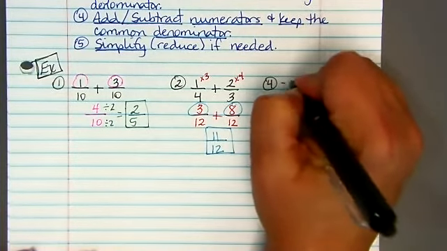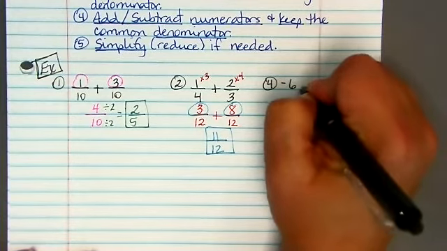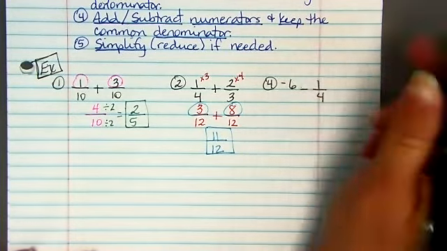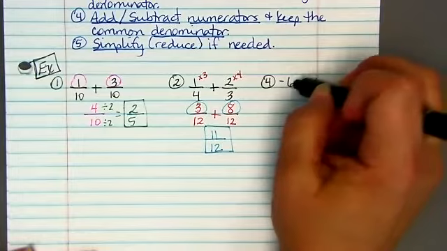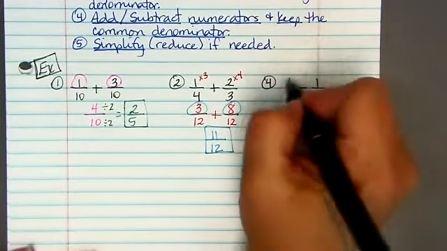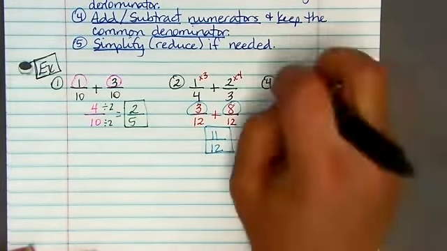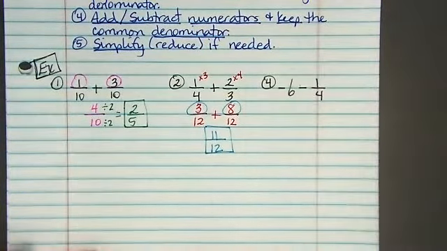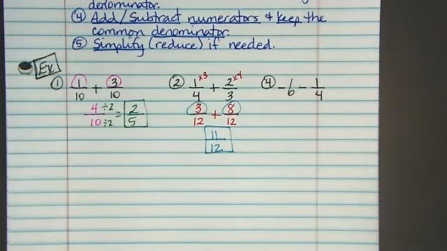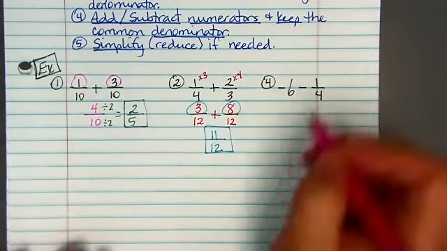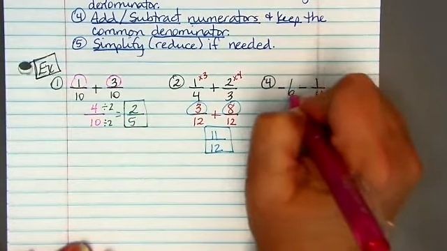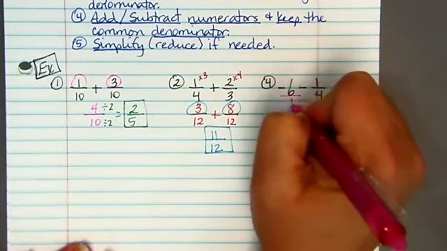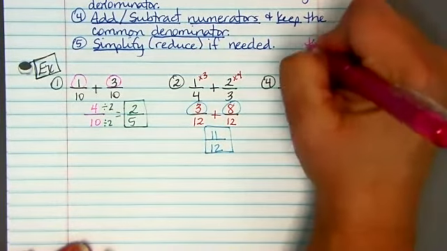And we have negative 6 minus 1/4. Now I actually put the negative up here, but it's actually kind of right here. This should be a big number 6, so we can make this better. There we go, that's exactly right. Now we've got to think about what is the denominator of 6? How do I make the whole number 6 into a fraction? Anytime you need to do that, you put the whole number over 1. So I'm going to make a little note right here.